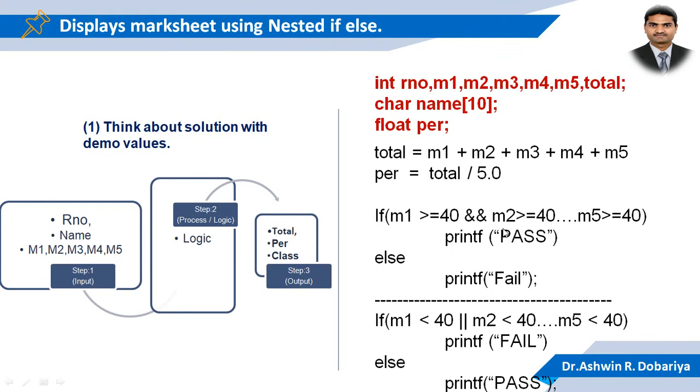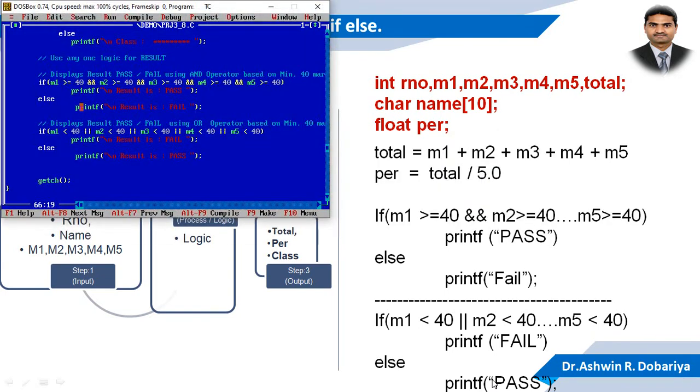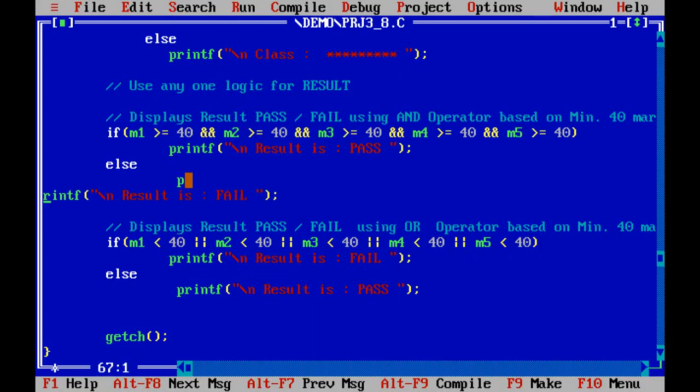So here we have to interchange the message, and suppose not a single subject's marks is less than 40, it means all conditions become false, then it returns false, then it moves to the else part and displays the pass. Let's see the practical of how we can perform this logic in Turbo C.